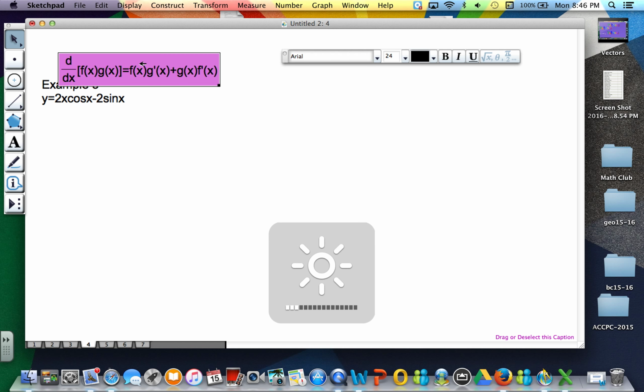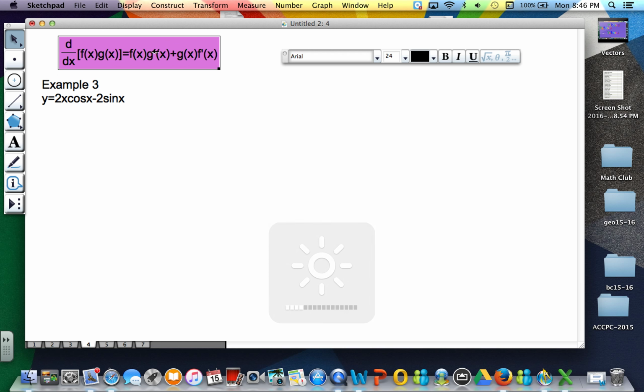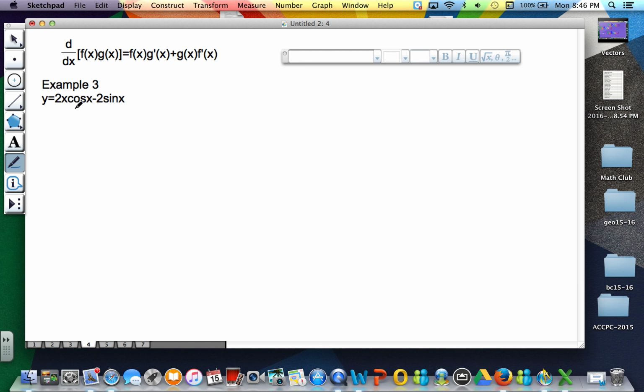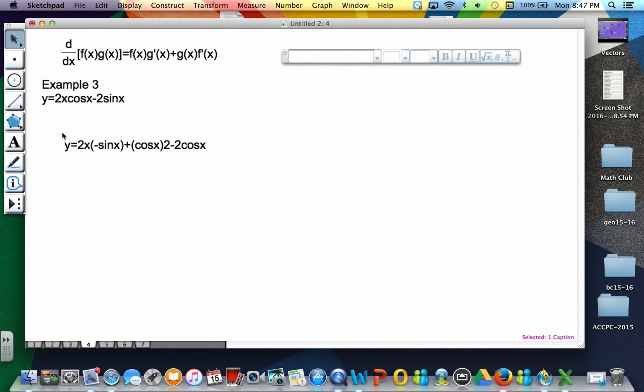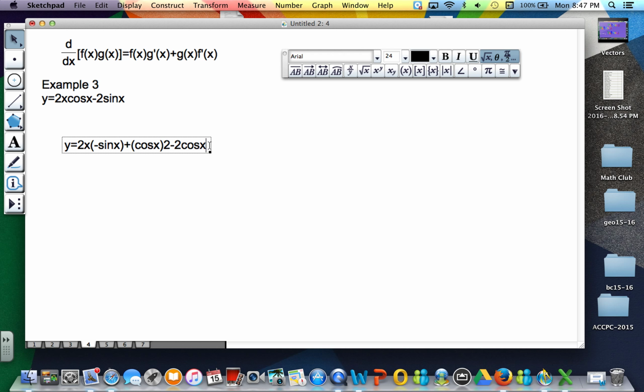And again, I will bring that product rule to us. Notice in this example, I'm going to have to employ the product rule right here, and then just take the derivative of minus 2 sine x right there. So y prime is equal to my 2x times the derivative of cosine x, which is minus sine x, plus my cosine x times the derivative of 2x, which is 2, minus 2 cosine x, the derivative of minus 2 sine x. Now, let us clean this up.